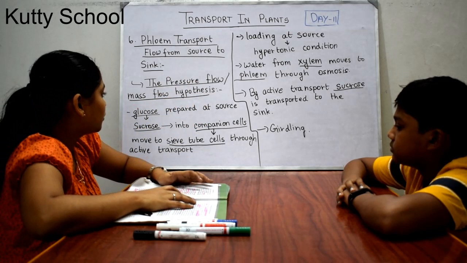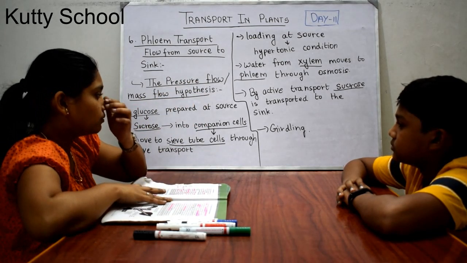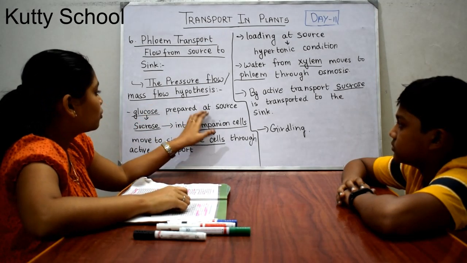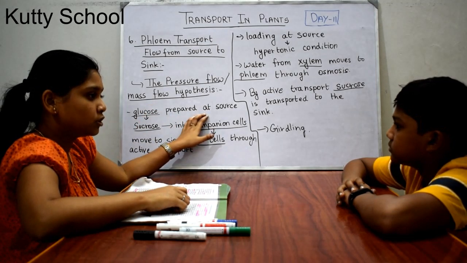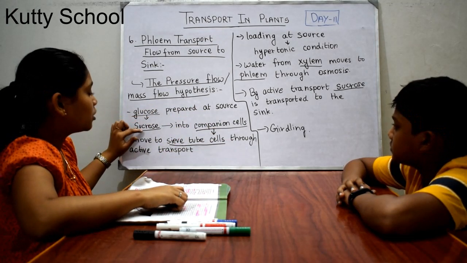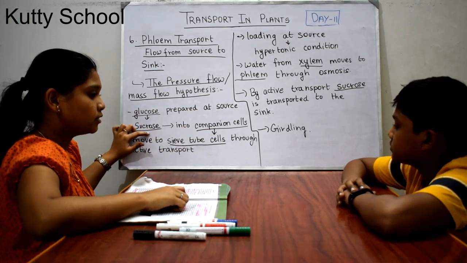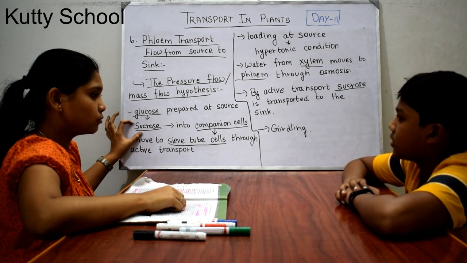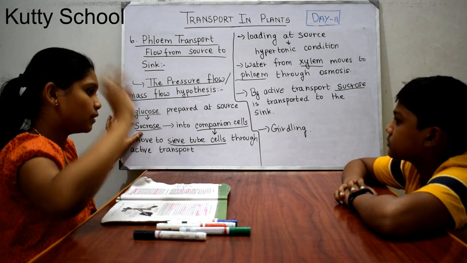Generally, in most plants the source is the leaf part only. So glucose is prepared at the source. Glucose is prepared by the leaves through photosynthesis, and this glucose is converted to sucrose, which is a disaccharide with 2 sugar components. Glucose is converted to sucrose at the source, at the leaves.